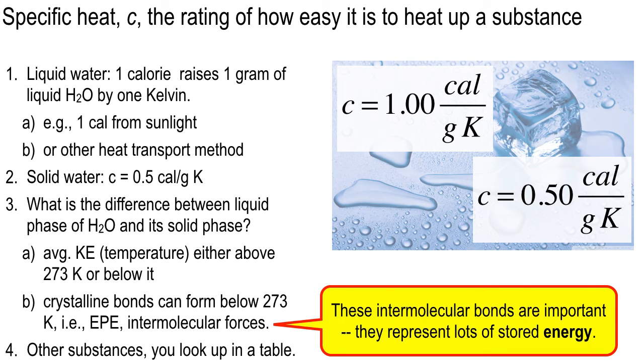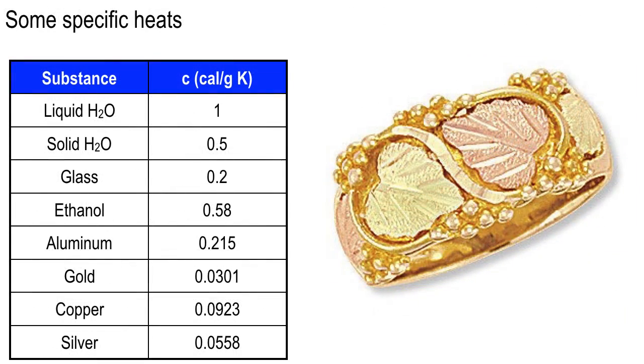Now, specific heat is a quantity for every substance and for every phase of every substance. So solid gold has a different specific heat than liquid gold, and gaseous gold, vaporized gold, has a different specific heat again, etc. Water's the same. Now, here's some specific heats. You can start copying this down if you like.